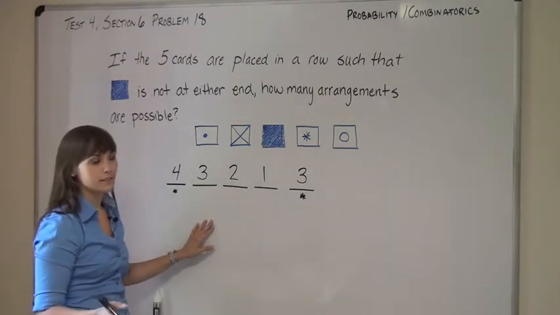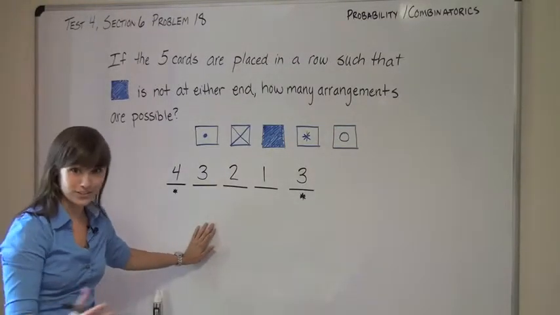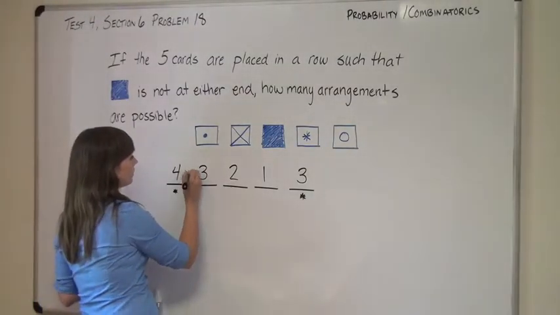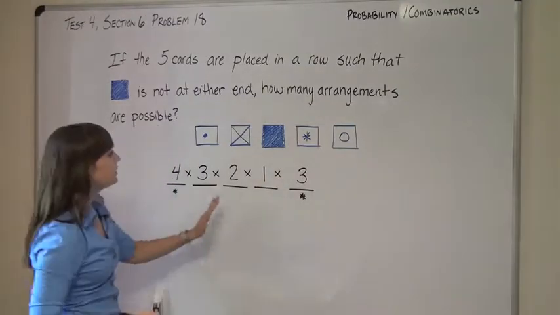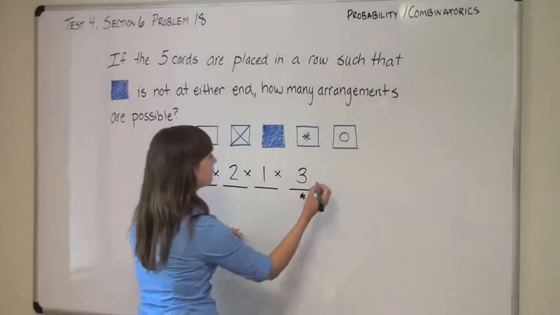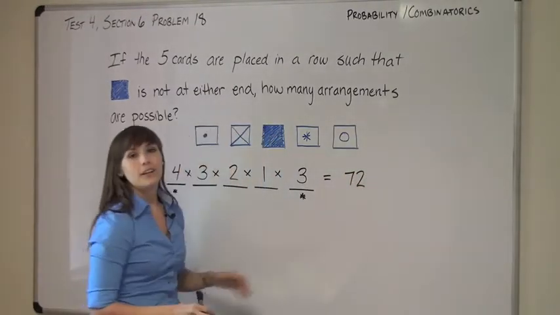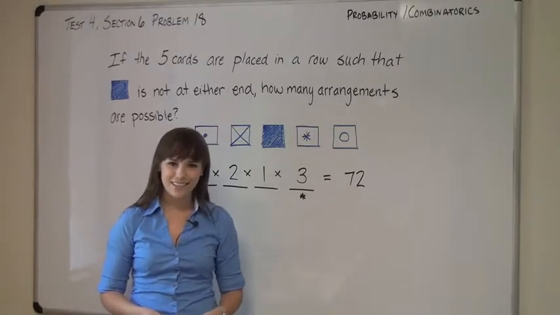And because this is a permutation, not a combination, because order definitely matters when you're arranging things, you can just multiply straight across. 4 times 3 times 2 times 1 times 3. And that will equal 72. So the answer is that there are 72 possible arrangements. And that's how you do it.